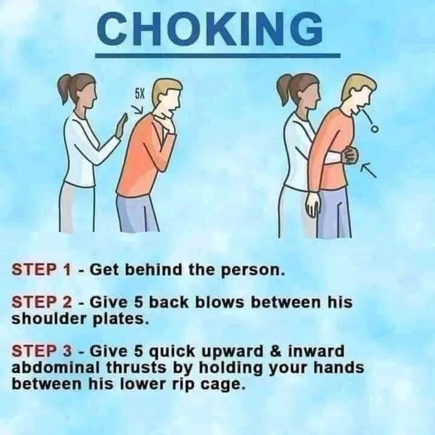Then comes the choking. Get behind the person, give 5 back blows between his shoulder blades, and give 5 quick upwards and inward abdominal thrusts by holding your hands between his lower rib cage.